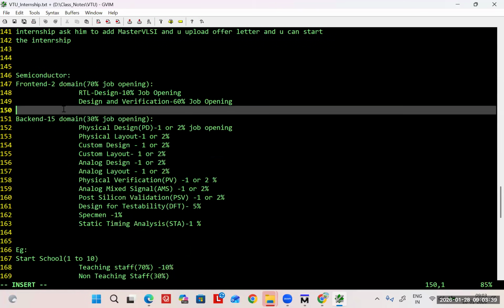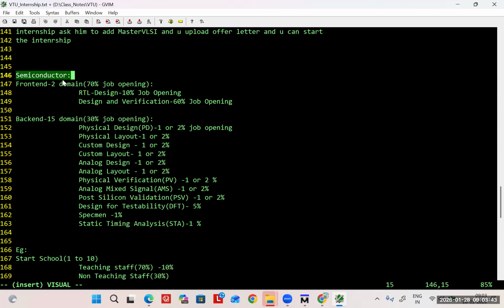Now let's go back to our domain. See, in semiconductor, there is a front end and there is a back end. What is front end? In front end, normally two domains are there. If you come to the back end, there are 15 domains. What are the domains?